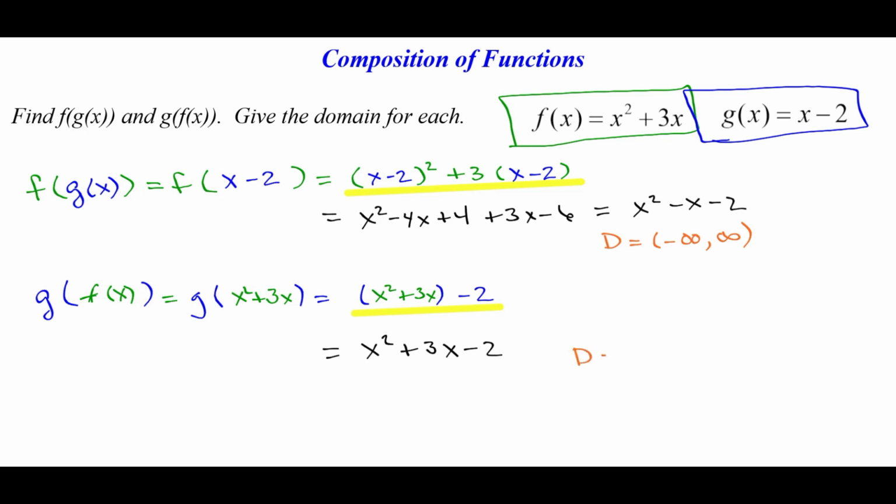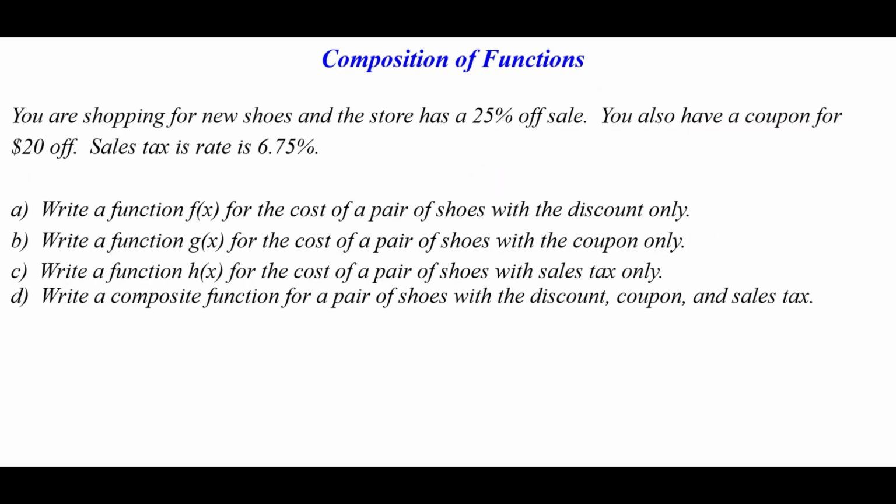So my domain is, again, all real numbers. So again, kind of a word problem example of this composition of functions. So we're shopping for new shoes, and the store has a 25% off sale. We also have a coupon for $20 off, and the sales tax rate is 6.75%.